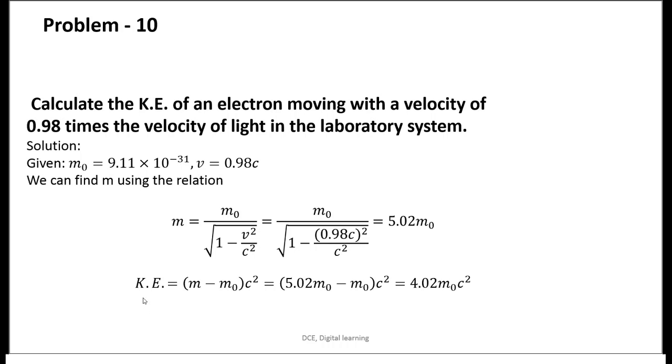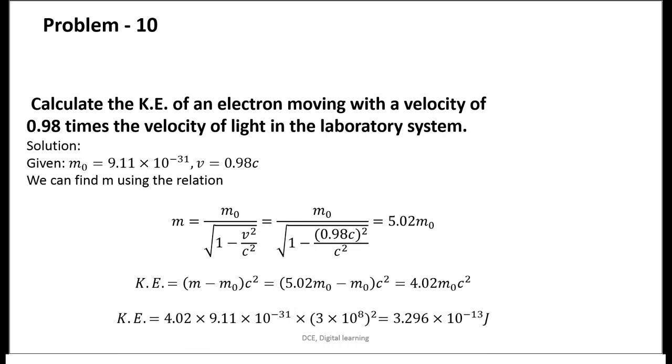So this is the relativistic mass value. And here we have the kinetic energy equation. The kinetic energy is m c square minus m naught c square. So we can write c square as common, m minus m naught, where for m we have the value 5.02 m naught minus m naught. Taking m naught as common, 5.02 minus 1 becomes 4.02 m naught c square. This is the kinetic energy value of the electron.